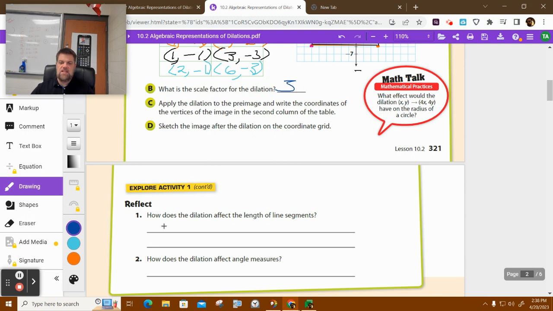It says, how does the dilation affect the length of the segments? The image lengths are 3 times the pre-image lengths.